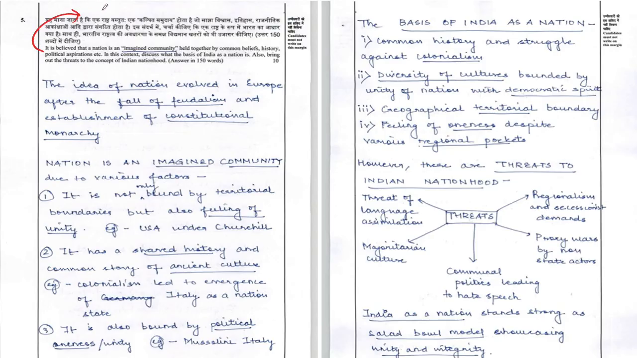This particular question is asked from the GS Paper 1 component of post-independence in the syllabus. Okay friends, let's now go into the question which has been asked here. It is believed that a nation is an imagined community held together by common beliefs, history, political aspirations, etc. So this is the first component of the question. In this context, discuss what the basis of India as a nation is. So this is the second component in the question. Also, bring out the threats to the concept of Indian nationhood.